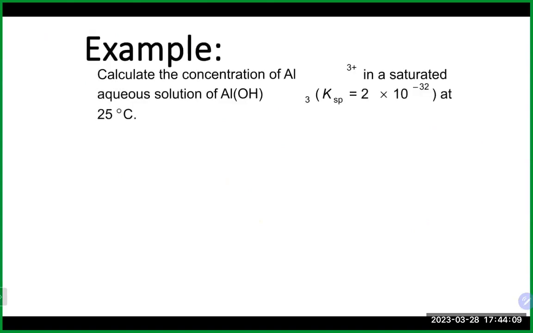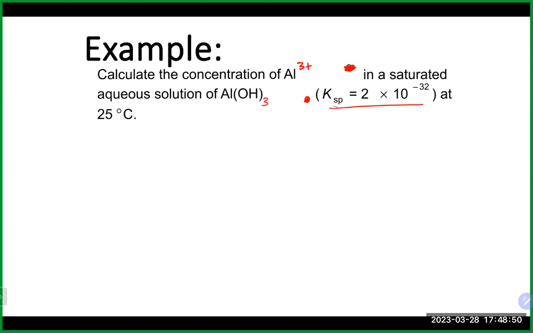So I think we're here. Why don't you give this a go? Calculate the concentration of aluminum 3+ in a saturated solution of aluminum hydroxide. There we go. All right, here's the Ksp value at 25 degrees. So give that a go. We're looking for the aluminum concentration here. Take a few minutes, see what you come up with.